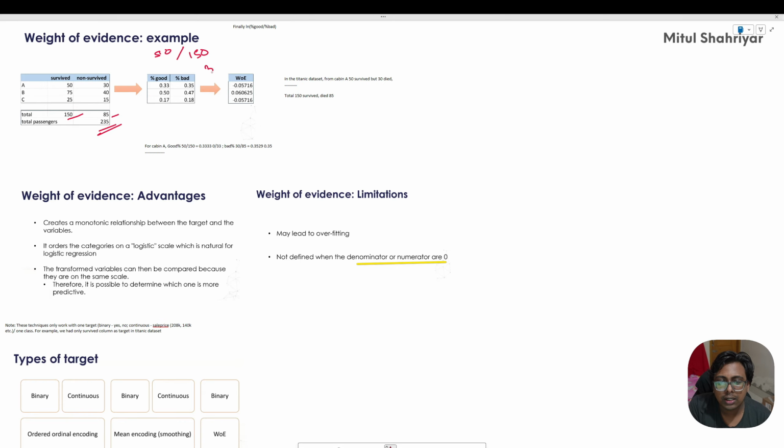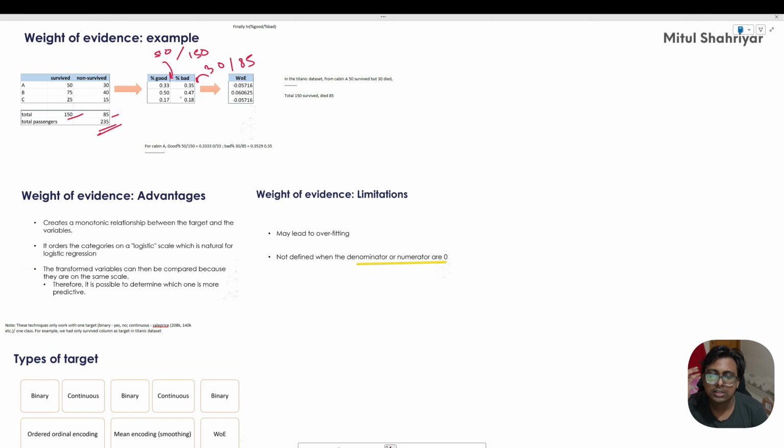And if we divide 30 by 85, we should have 0.35. So obviously this is a probability, right? How many survived? A percentage, or whatever you call it, or a fraction. For other classes, this works the same. Now we have the percentage of good or positive and the percentage of bad.